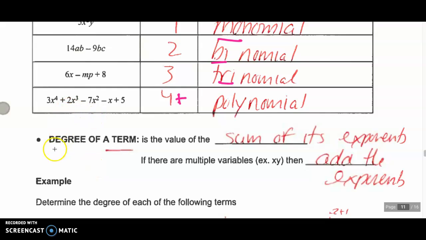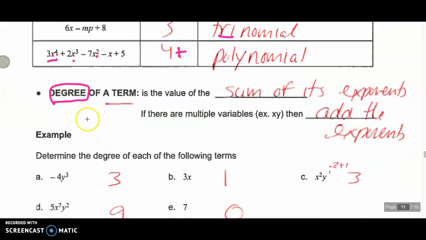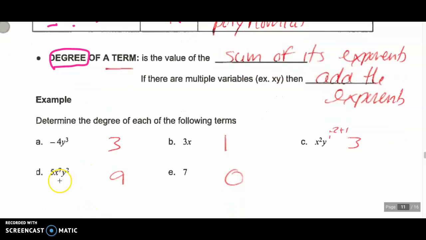We then move on to what's called the degree of a term. So the degree of the term is the power of the exponent. So here we have 3x to the 4. This guy here would have a degree of 4. This guy here would have a degree of 3, 2, etc. If there's more than one variable, you're going to add the individual powers together. So for example, here I've got x to the 7 y squared.